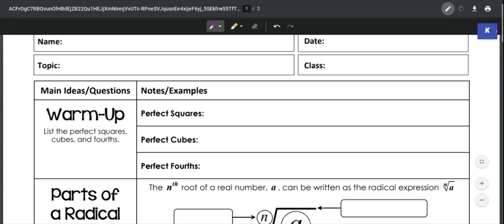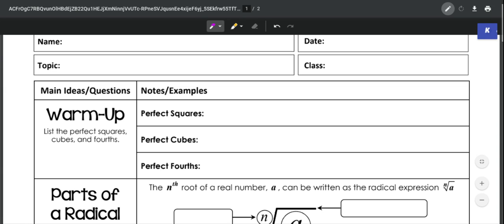Unit 6.1 begins with 2 parts. So we're going to break this up into 2 parts. So this is going to be 6.1a, and we're going to start off looking at some parts of radicals, and then some simplifying radicals.